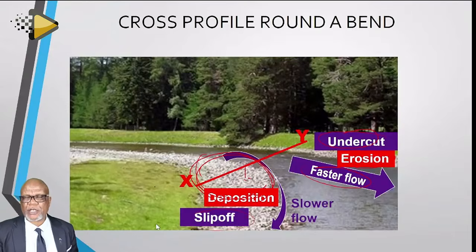And what is the name of the inside of the slope? It's called the slip-off slope. That is where material is slipping off, and it is deposited there.